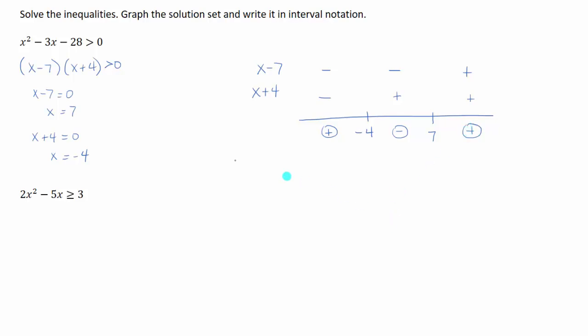Now, which intervals do we want? This says greater than 0, so that means we want positive intervals. That means I'm going to want this interval, and I'm going to want this interval. And I'm not going to include the endpoints because this is a strict inequality, strictly greater than 0, not greater than or equal to. Then my solution set is negative infinity to negative 4 union 7 to positive infinity.